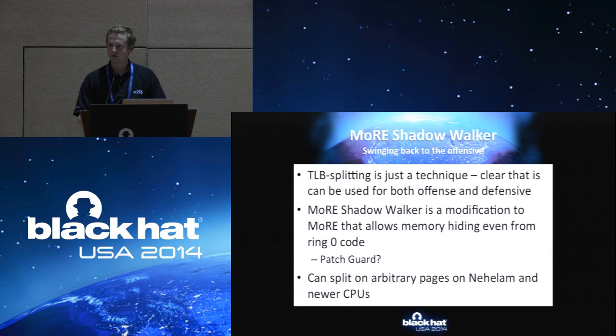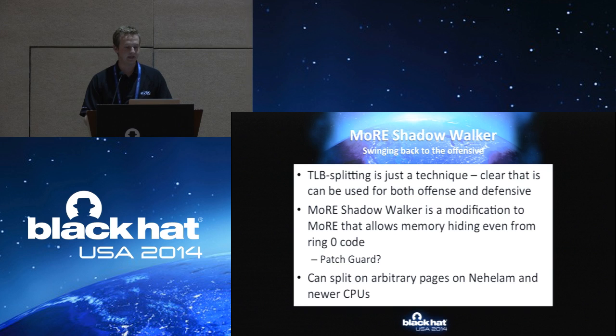Basically what I did is I took out all the trusted computing stuff in the MoRE hypervisor, and it allows you to do essentially the same thing as Shadow Walker. This would, in theory, be able to bypass PatchGuard, because when PatchGuard or any other kind of kernel integrity monitoring reads that, they will read the unchanged version, but if they actually jump to it to execute, they will execute. So the gist of this is you can split arbitrary pages on a Nehalem and newer CPU.